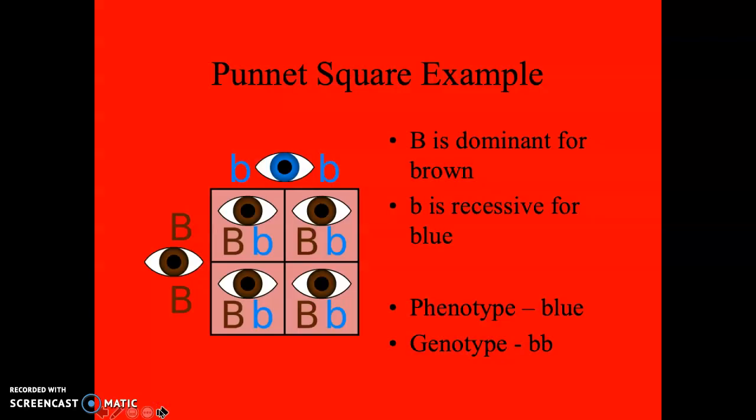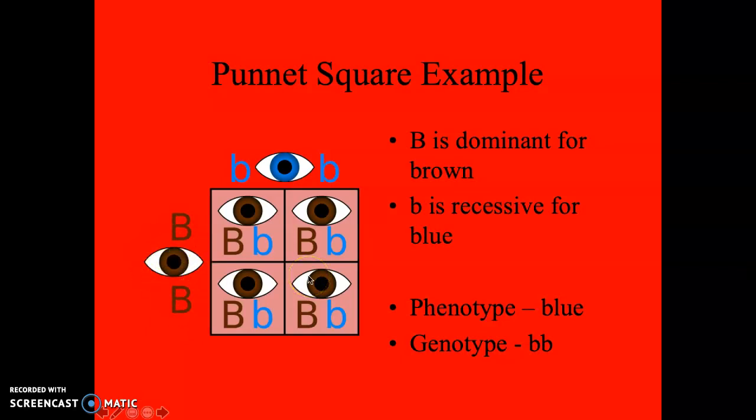So here's an example of a Punnett square. In this case, you see a big B, which stands for dominant brown, and a little b, which stands for recessive blue. So in this case, you have a phenotype of blue eyes and a genotype of recessive. This parent has two recessive genes for blue, so they have blue eyes. This parent has two dominant genes for brown eyes. So there's dominant gene 1, dominant gene 2, they have brown eyes.